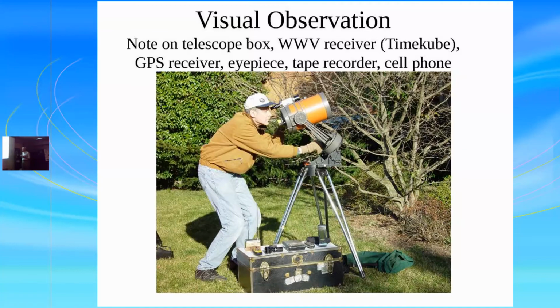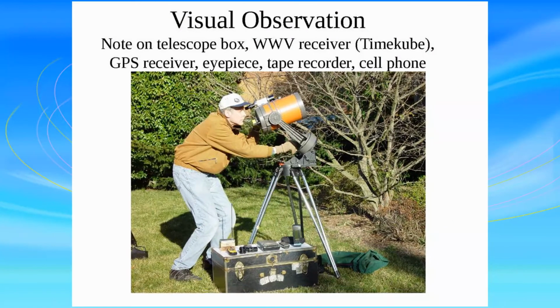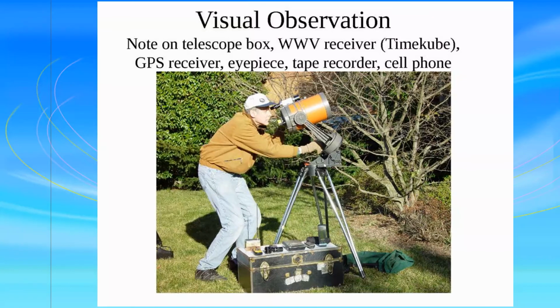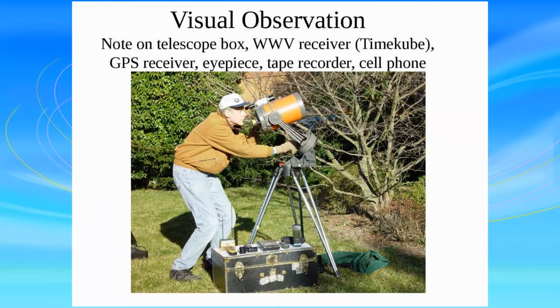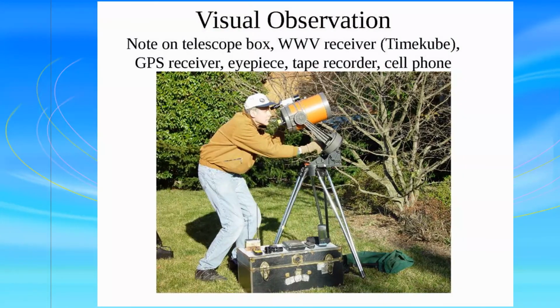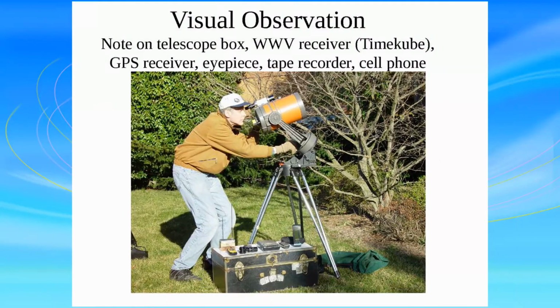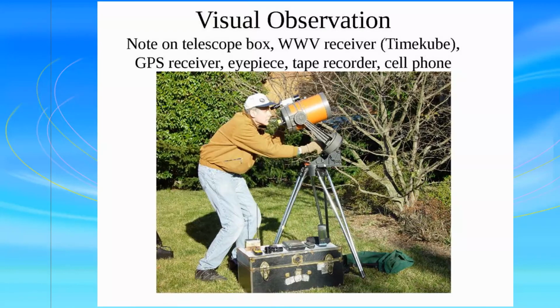It just shows a typical visual observation, showing the time cube that receives shortwave time signals. It's unfortunate; those were very handy to use, but they discontinued manufacturing them in 1983. You can maybe still get them on eBay, but not very commonly. And then this shows a cassette tape recorder and a GPS and some eyepieces.